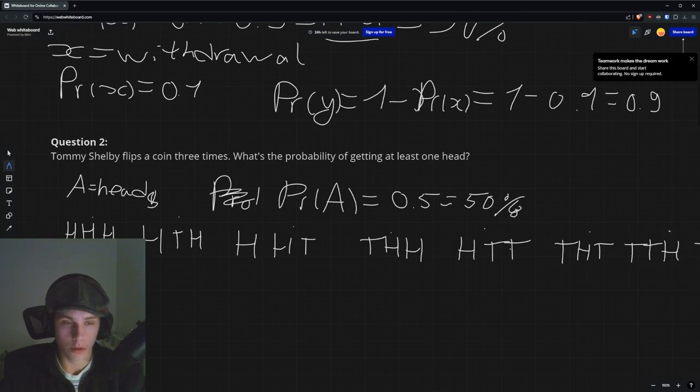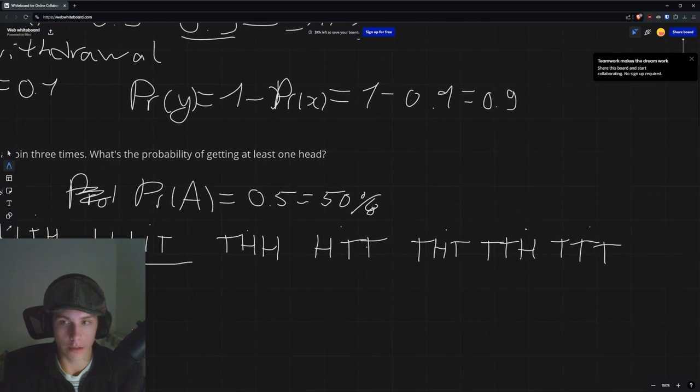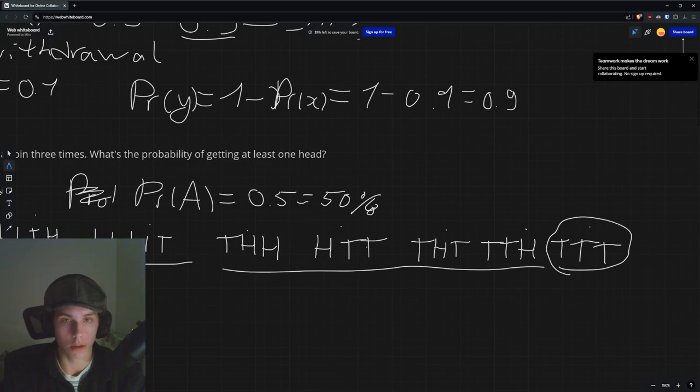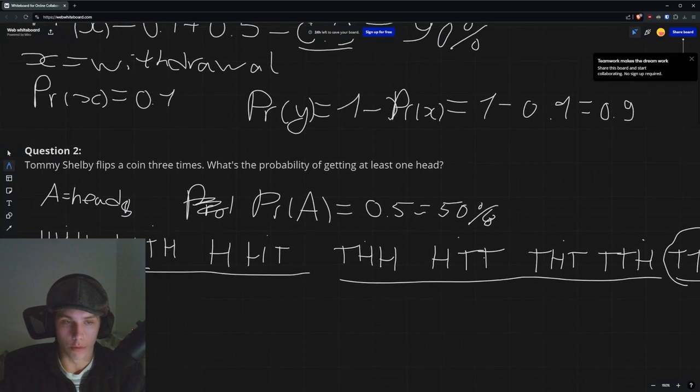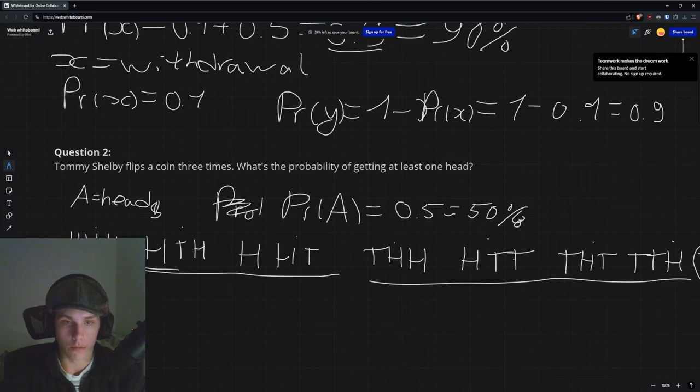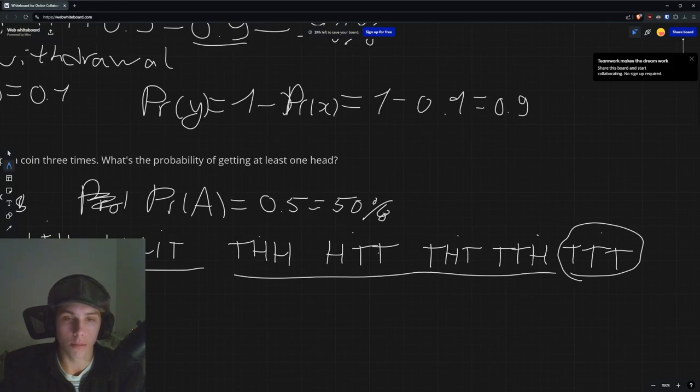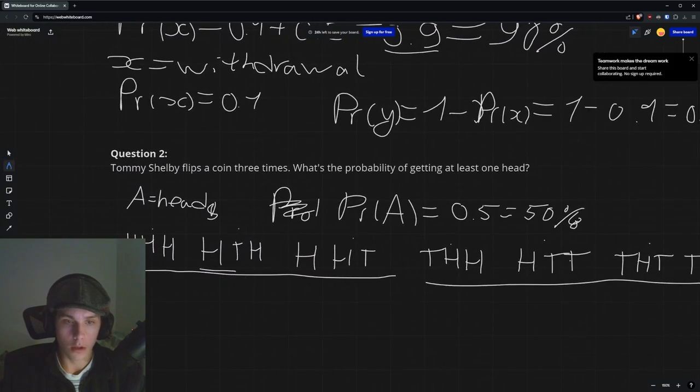So we need the ones with at least 1 head. These are all of those except for tails, tails, tails, because tails, tails, tails is the only one that doesn't have at least 1 head. So we could calculate the probability of getting each of those. However, the much simpler way is to just calculate the probability of getting 3 tails and then subtract that from 1.